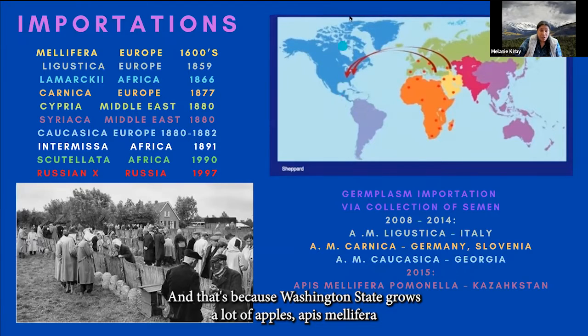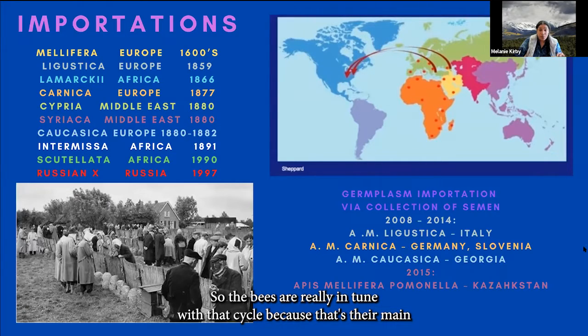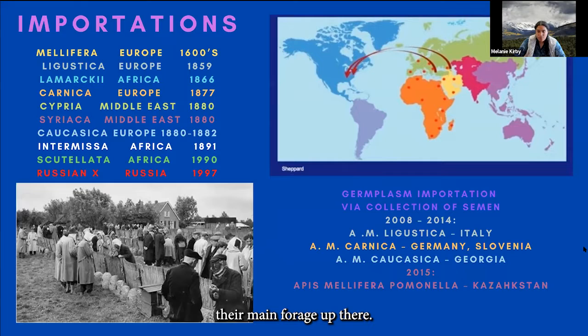And that's because Washington State grows a lot of apples. Apis mellifera pomonella is from the mountain and apple growing region in Kazakhstan. So the bees are really in tune with that cycle because that's their main forage up there.